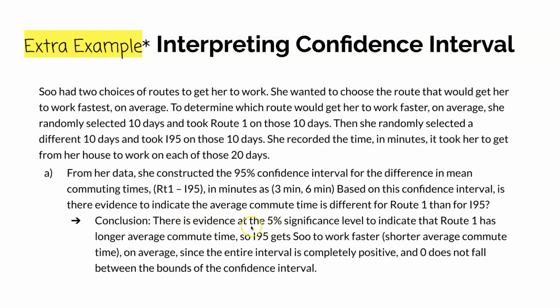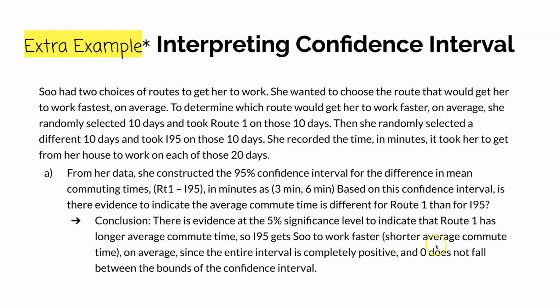There is evidence at the 5% significance level to indicate that Route 1 has longer average commute time, because when I did Route 1 time minus I-95 time, I got positive numbers. So which one should I take? Would you take the road that takes you longer to get to your work? Or would you take the road that will take you shorter? I'm going to take I-95 if this is true. So I-95 gets Sue to work faster, if I want to get to work fast, okay?